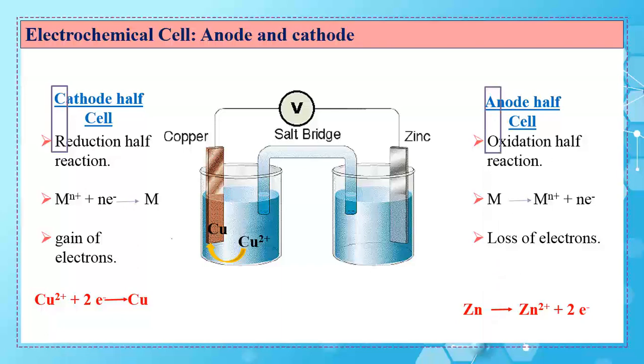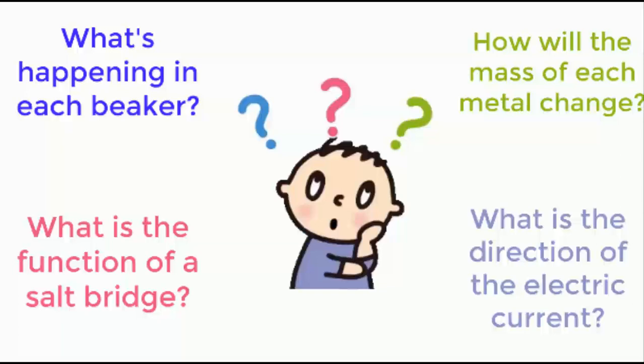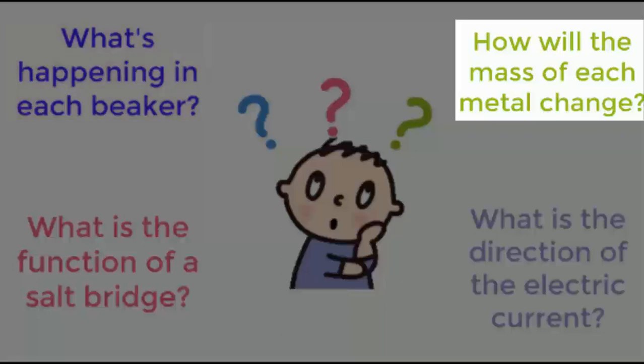So in the anode half cell, the metal will lose electrons in order to become an ion. Zn will become Zn2+. The overall reaction will be Zn plus Cu2+ gives Zn2+ plus Cu. Keep in mind that Cu and Zn strips represent the electrodes, or the anode and cathode of the cell. Now we've answered the first question and explained what's happening in each beaker. Let's continue and find out what will happen to the mass of each metal.